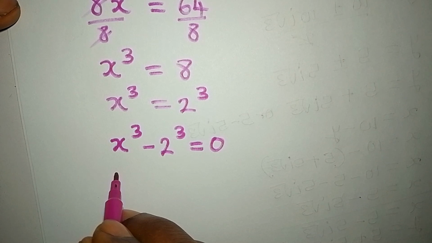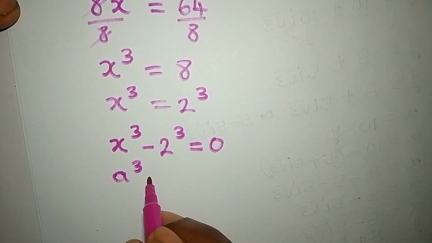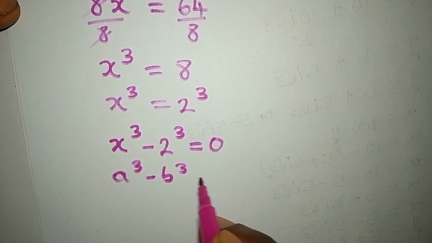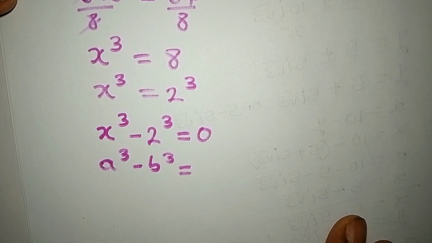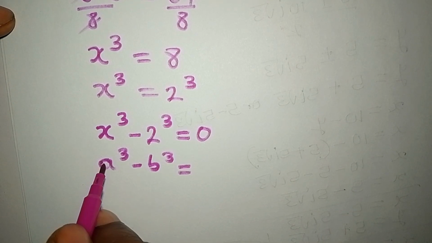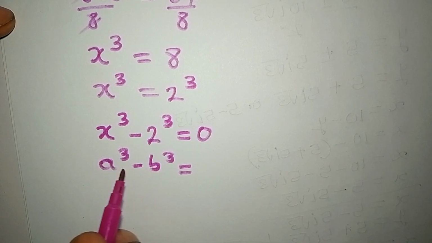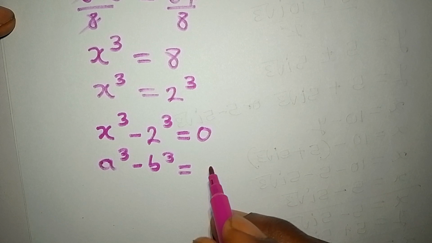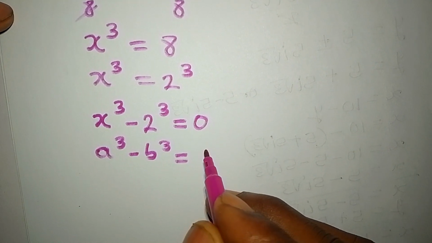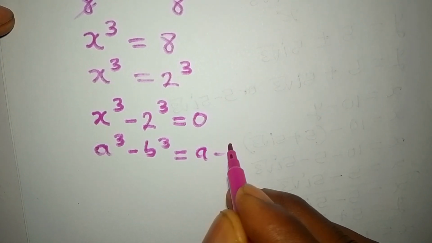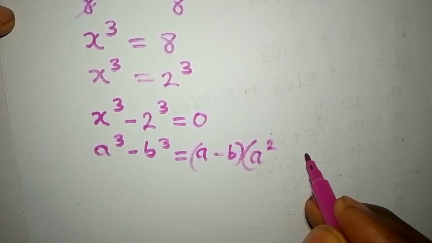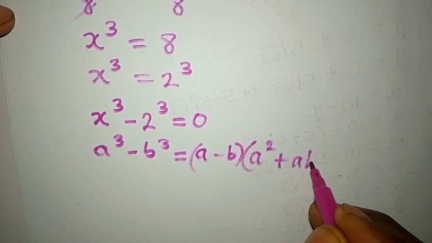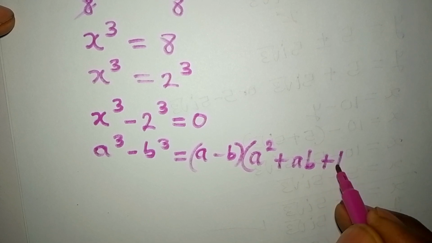Now if we have a to the power of 3 minus b to the power of 3, this is called the difference of two cubes. Just like we have the difference of two squares, this is called the difference of two cubes, and that will give us a minus b into a squared plus ab plus b squared.